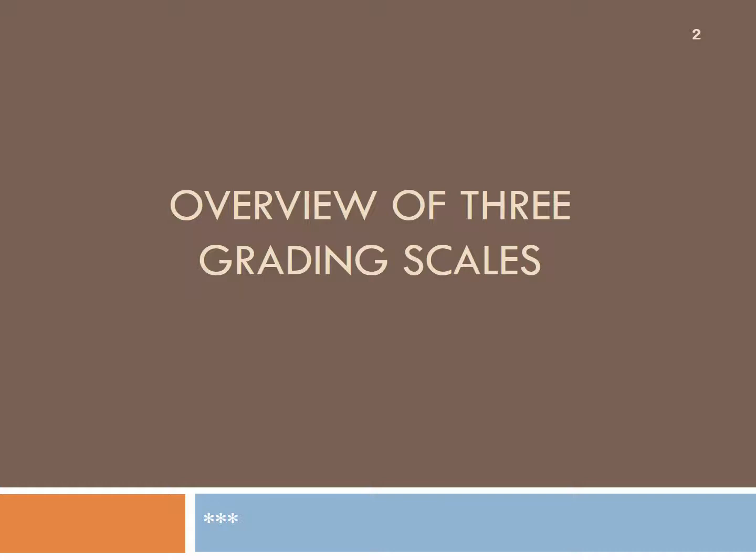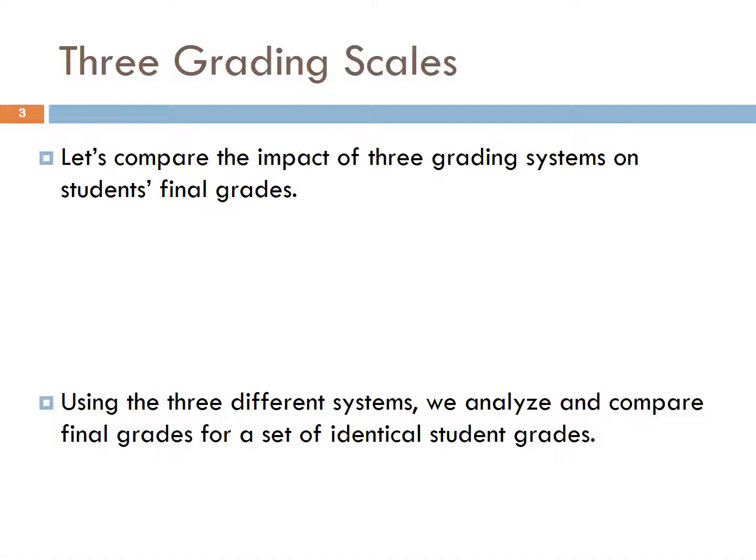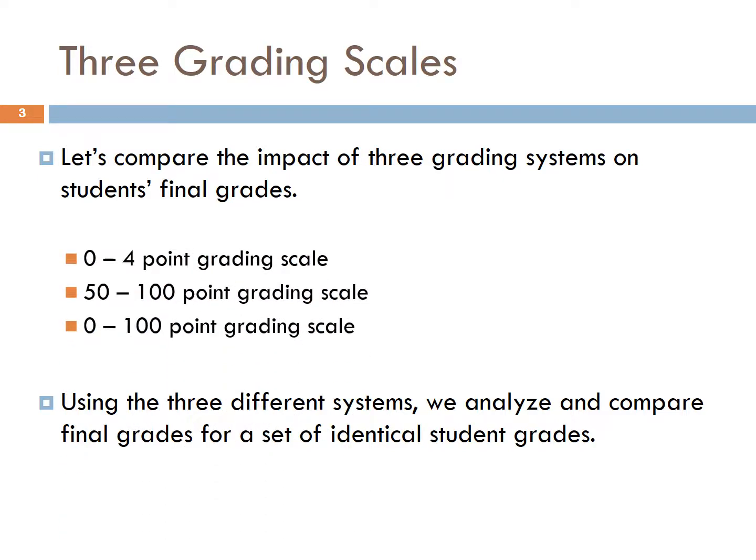Overview of 3 grading scales. Let's compare the impact of 3 grading systems on students' final grades: the 0 to 4 point grading scale, the 50 to 100 point grading scale, and the 0 to 100 point grading scale. Using the 3 different systems, we analyze and compare final grades for a set of identical student grades.